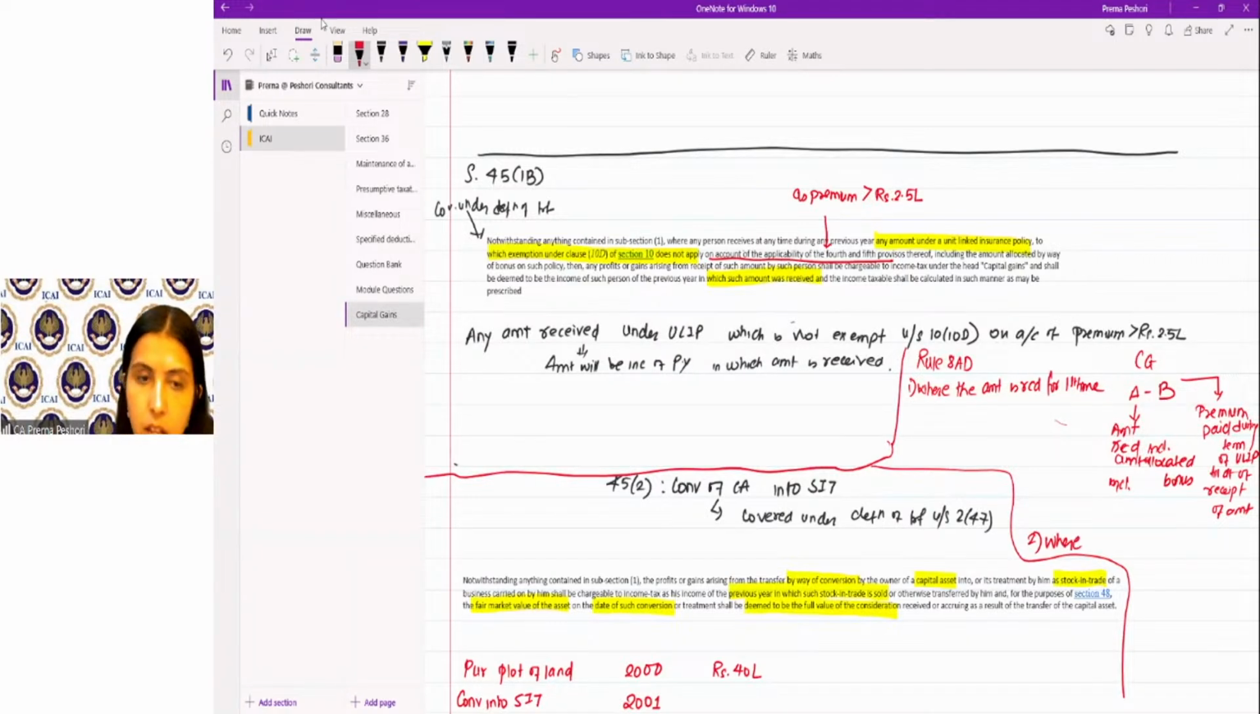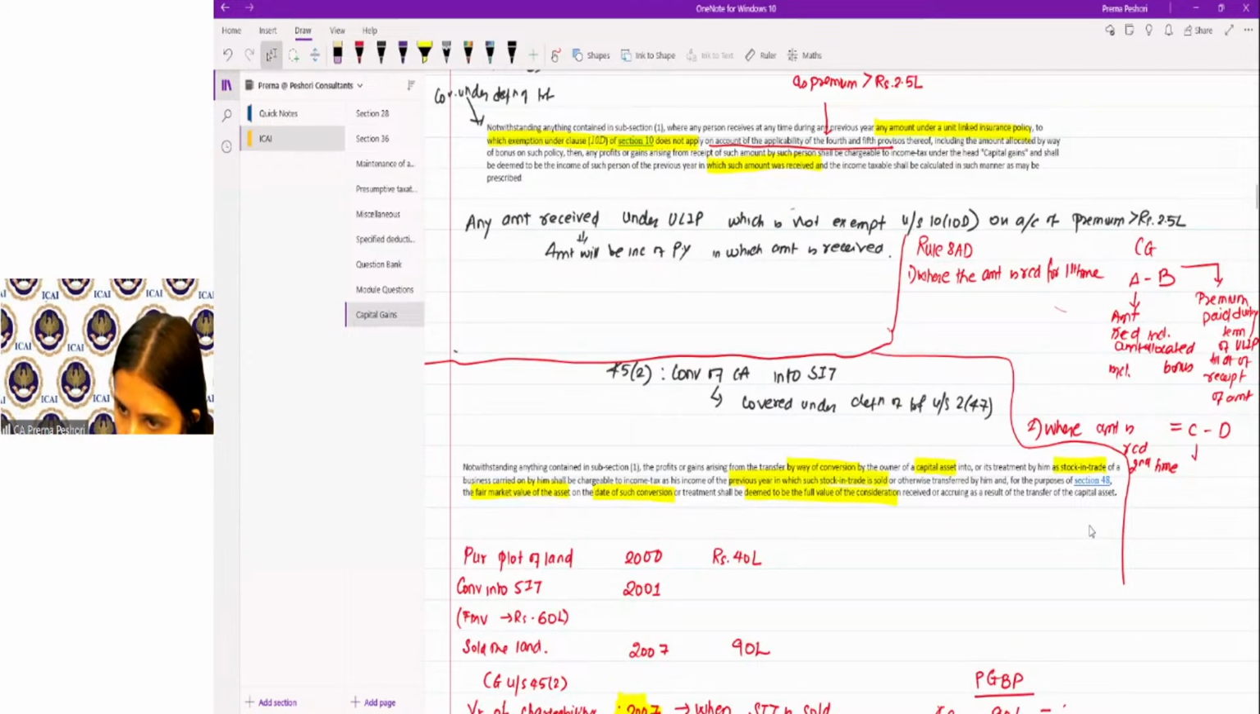where amount is received second time. Then what is the capital gain? C minus T. Now what is C? C is the amount received under the ULIP, which is the second time you receive it, not the first time.